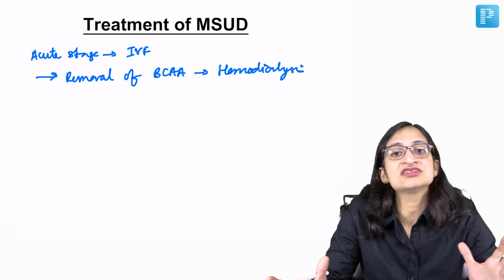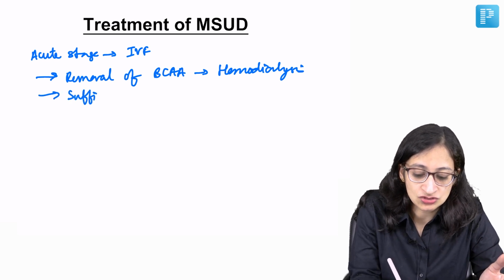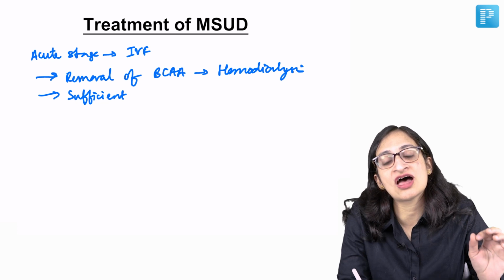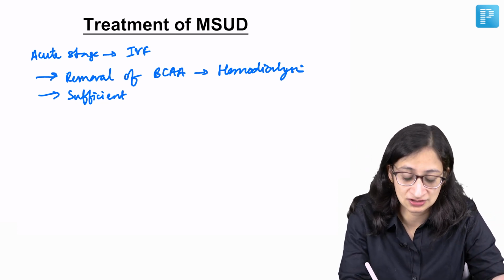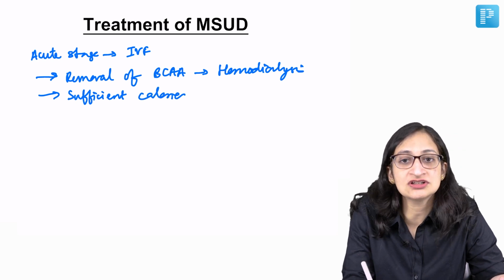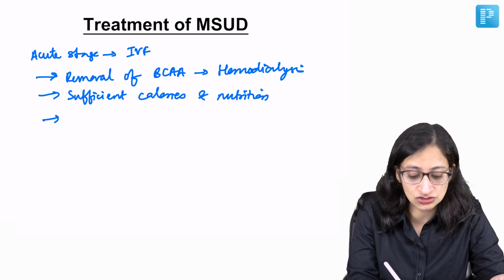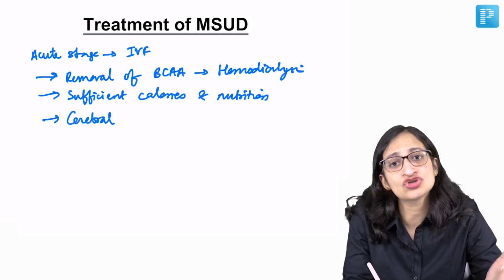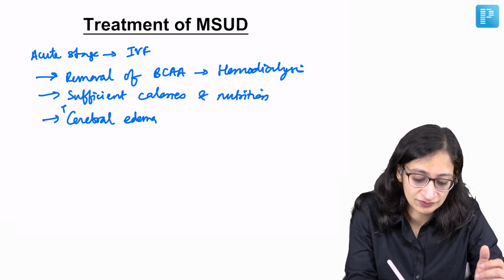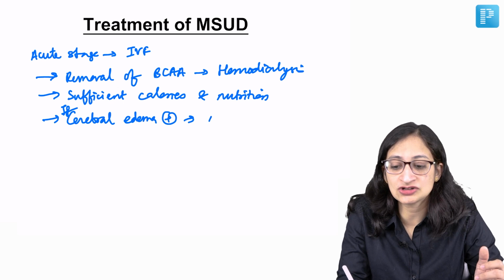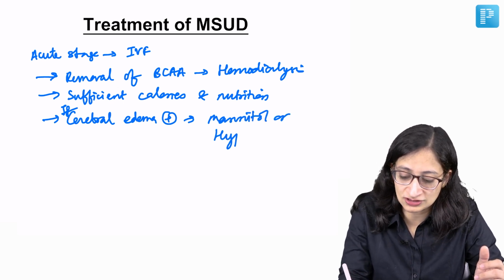And you need to provide sufficient calories. Sufficient calories and nutrition have to be provided either intravenously or orally if the patient is able to take. And if there is evidence of cerebral edema, then you need to treat it using mannitol or hypertonic saline.